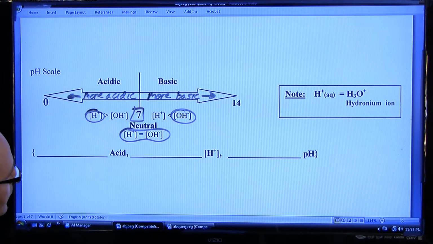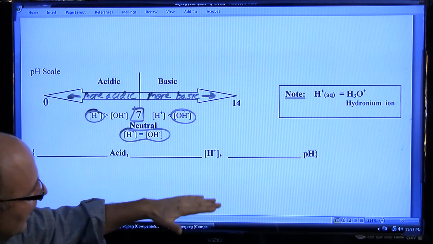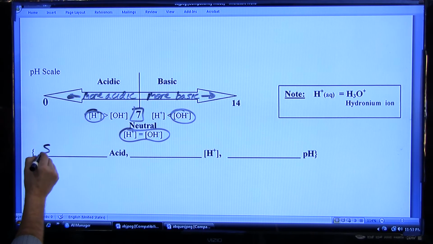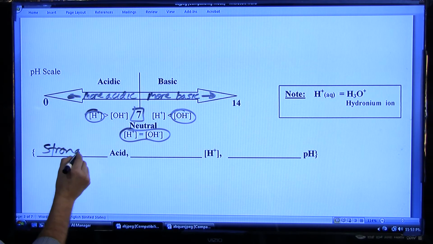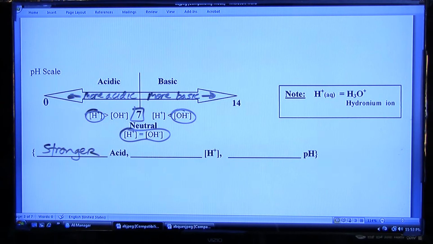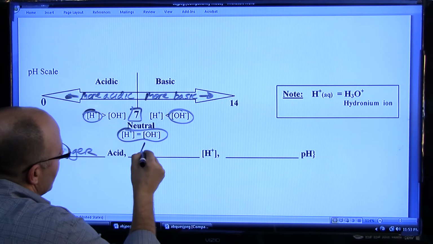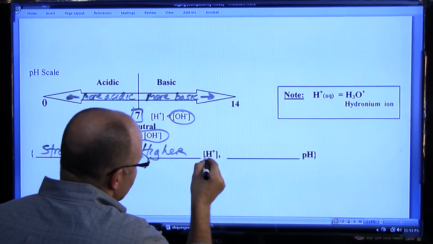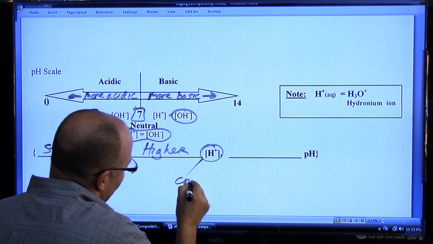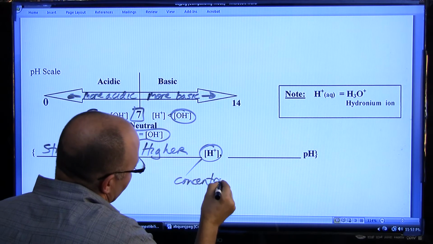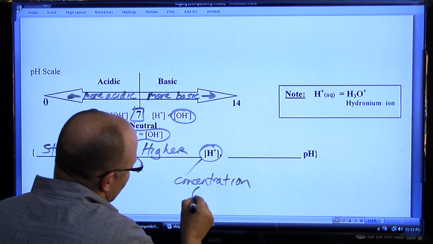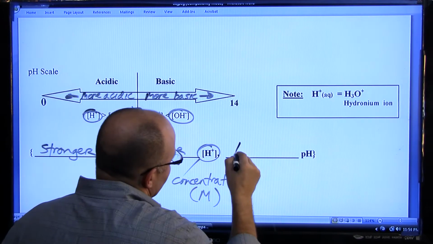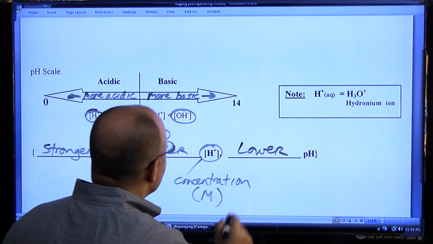If you want to get a relationship between acid strength, hydrogen ion concentration, and pH, then we could go with the stronger acid. Stronger acid is going to have a higher concentration. Remember, this bracket stands for concentration, or in other words, molarity, and a lower pH. And we're going to have to explain why that is, because that's a little confusing.